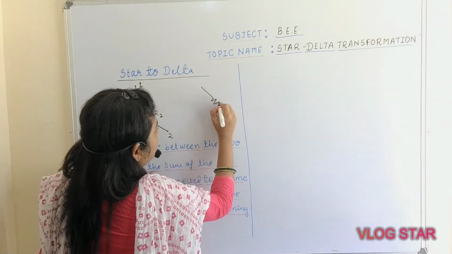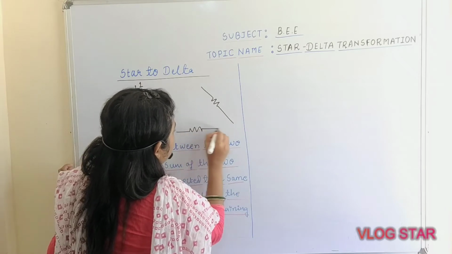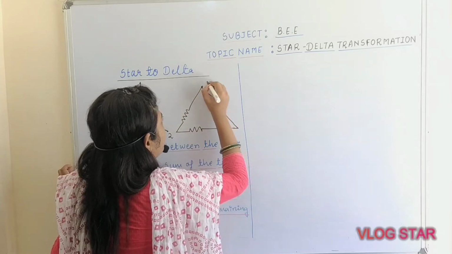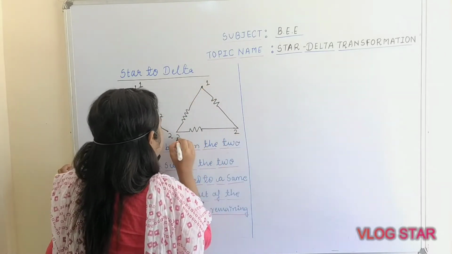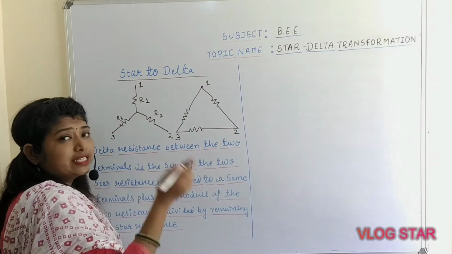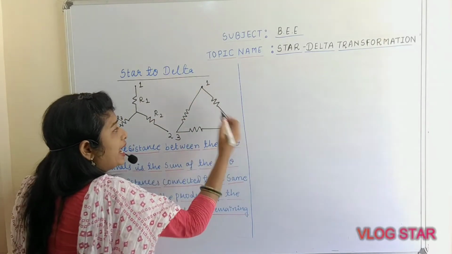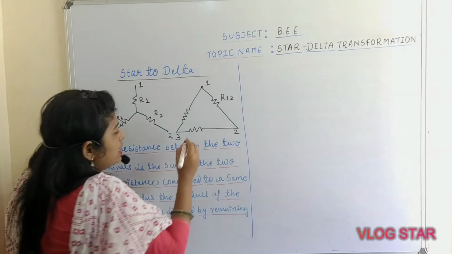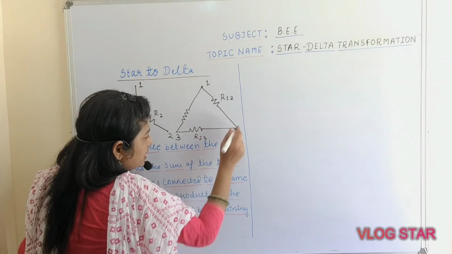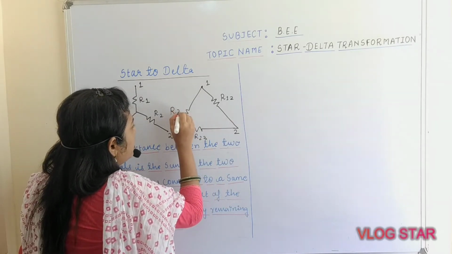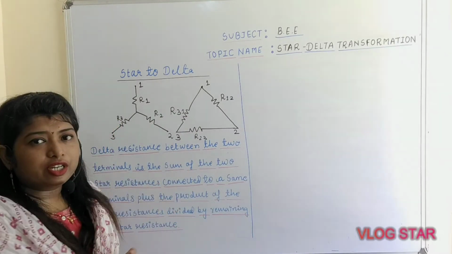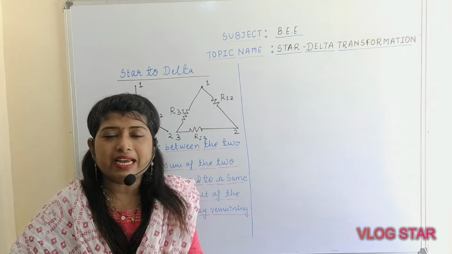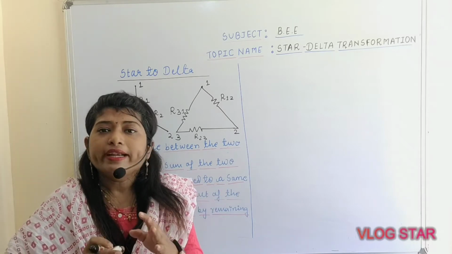Similarly, you need to draw the delta network. As I told you, the symbolic representation for the delta network is a triangle. Then you have to assign the terminals in clockwise direction. As this particular resistor is connected between terminals 1 and 2, how are you going to name it? R1,2. Similarly, in the clockwise direction, R2,3 and then R3,1. I hope you have understood how to assign the terminals and the resistances inside the star network as well as in the delta network.